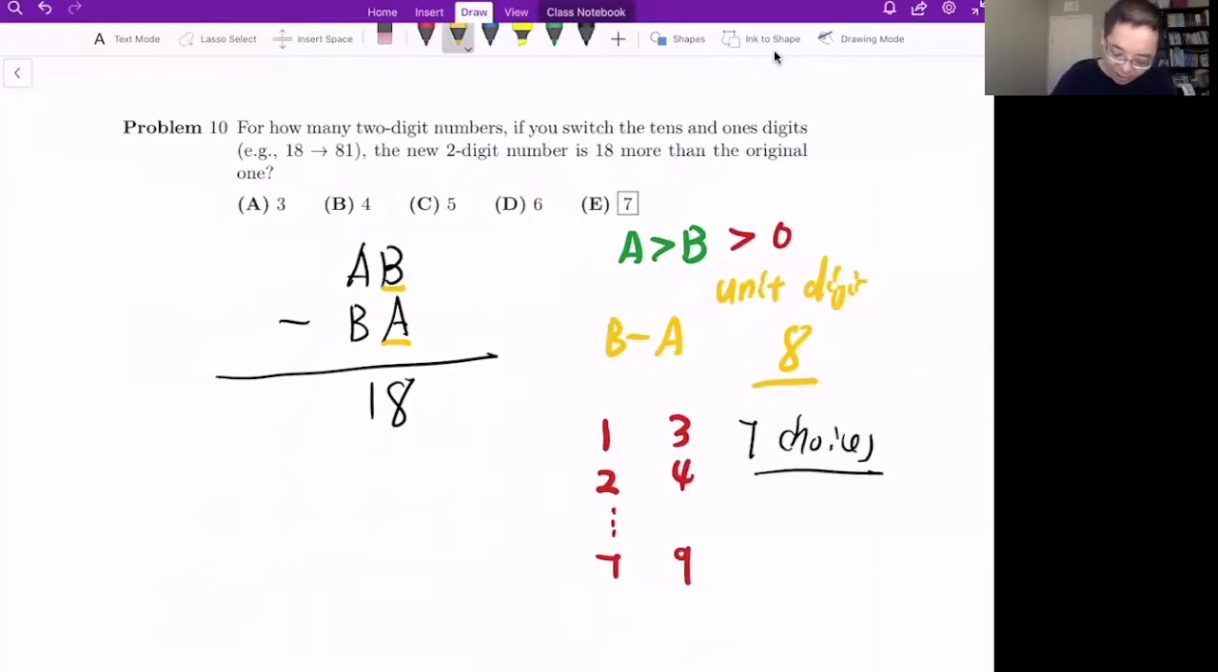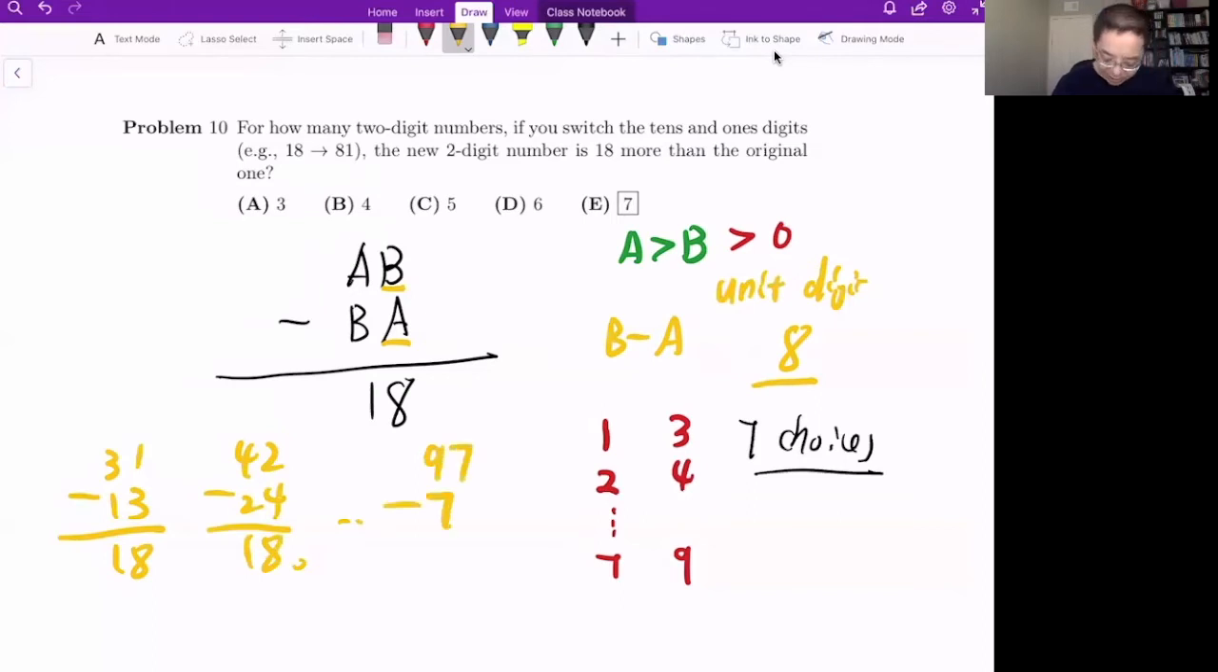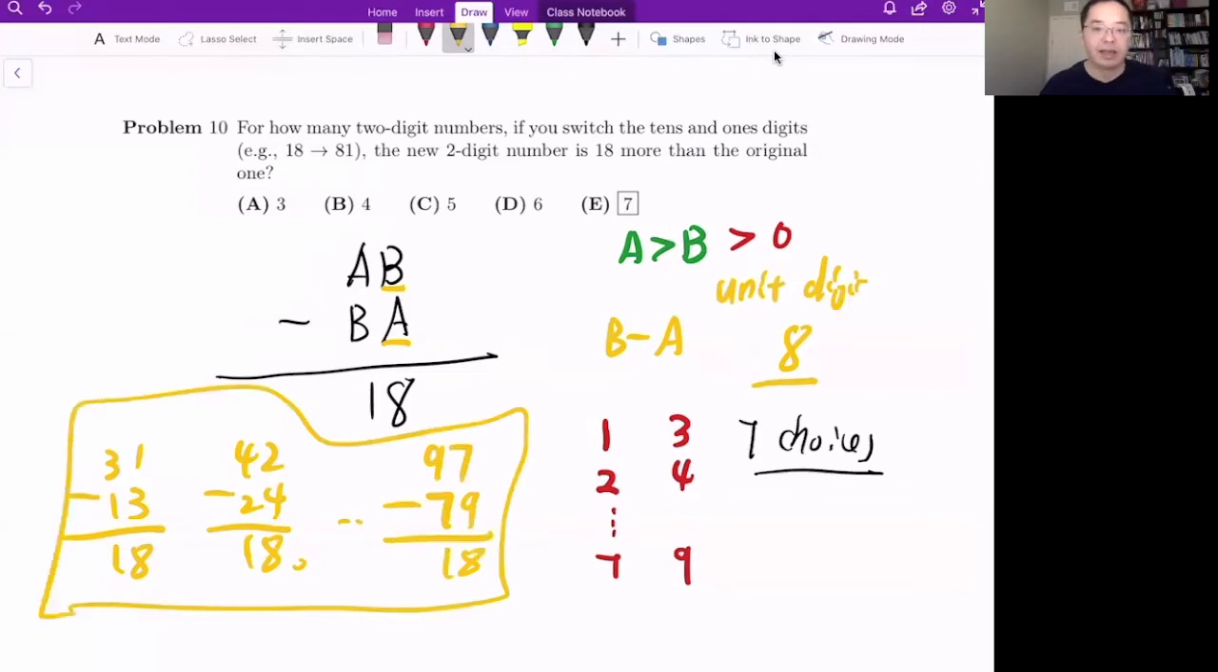If I write them out, what we have is 31 minus 13 is 18, 42 minus 24 is 18, and all the way to 97 minus 79, this is 18. So we have 7 valid two-digit numbers.